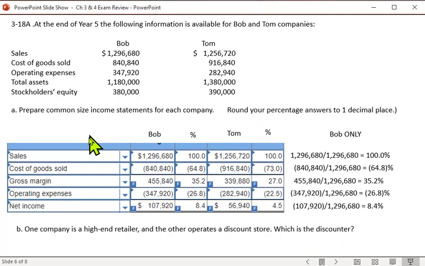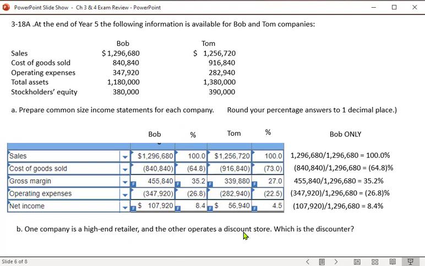So there is the information for Tom's percentages. The answer to this question is something that you should, number one, know from doing this homework problem, and or two, it's in your book, or three, you might even be able to Google it. You need to come up with which of these two companies is a high-end retailer, and which one is a discount store. You should be able to come up with that.